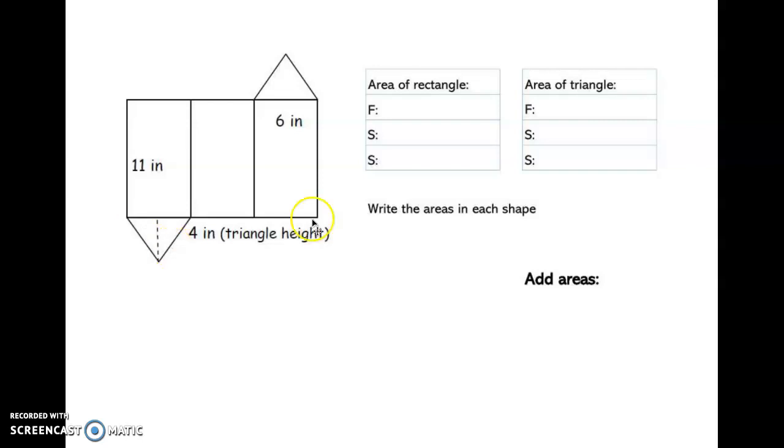So this net is the net of a prism. It has two bases. The bases are triangles, so this is the net of a triangular prism.